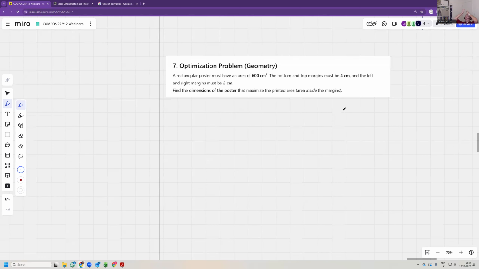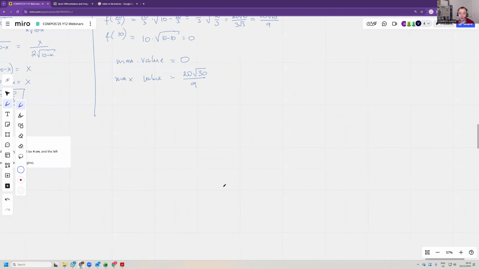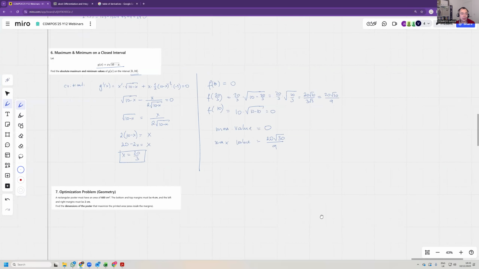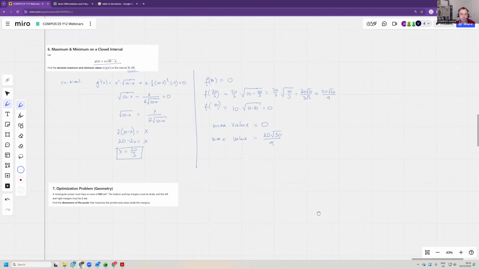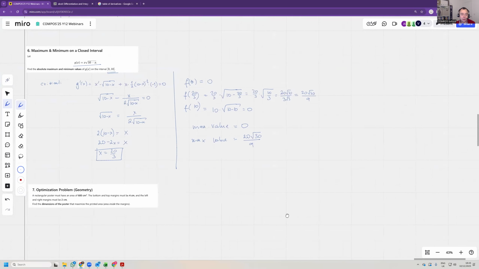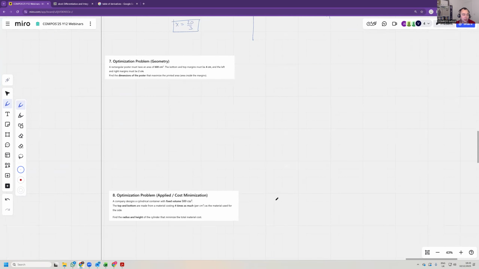Now, derivatives are used in optimization all the time. In economics, for example, a very common thing that you do is, well, for example, optimization.